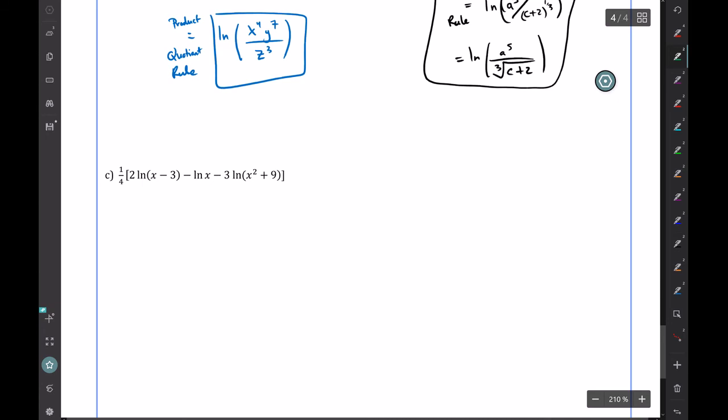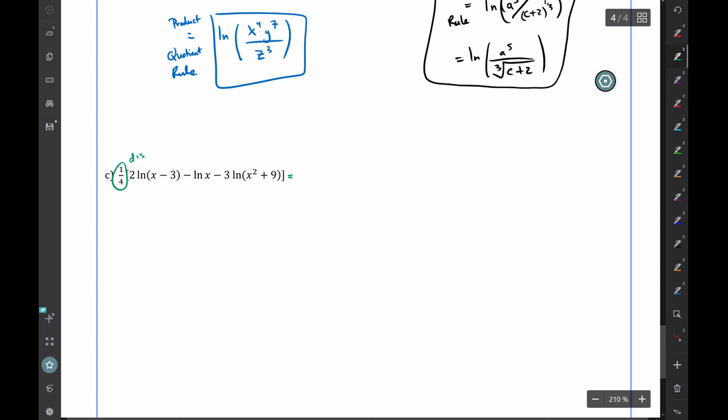Okay. Now, let's see here. So now we have 1/4 times [2 ln(x-3) - ln x - 3 ln(x²+9)]. There's a couple different ways we could start. If we wanted to use the power rule, you could either bring up the 2 and the 3 as exponents, or I'm going to do one step before that, and I'm going to distribute the 1/4.